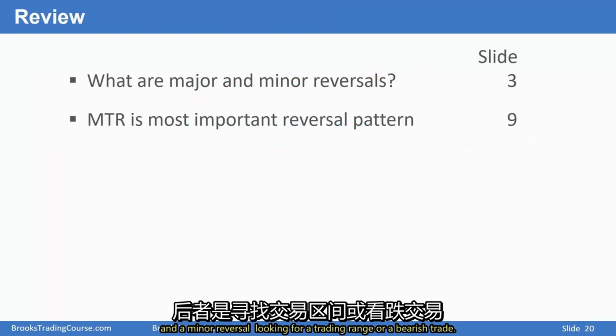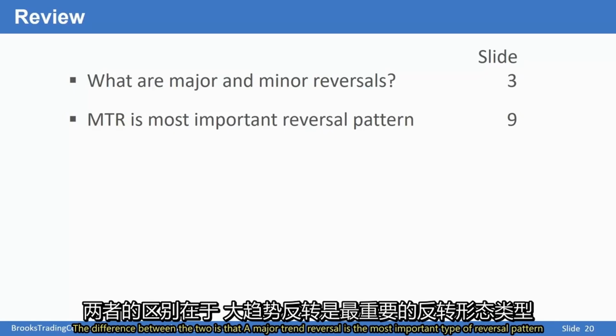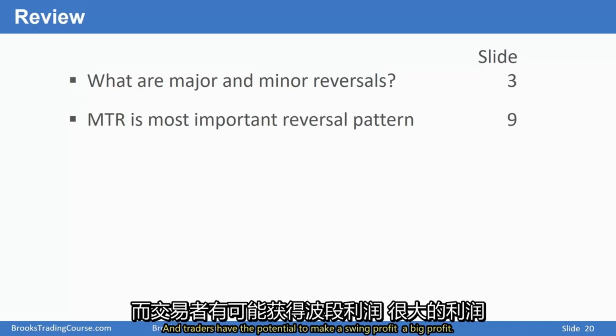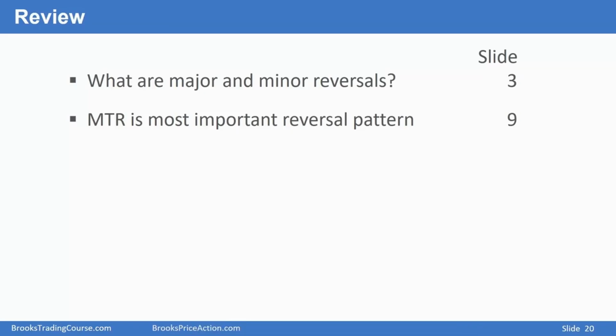I began by talking about the difference between a major reversal, looking for an opposite swing or trend, and a minor reversal, looking for a trading range or a bear flag or a bull flag. A major trend reversal is the most important type of reversal pattern because it is a reversal from one trend into an opposite trend, or at least into an opposite swing. And traders have the potential to make a swing profit, a big profit.